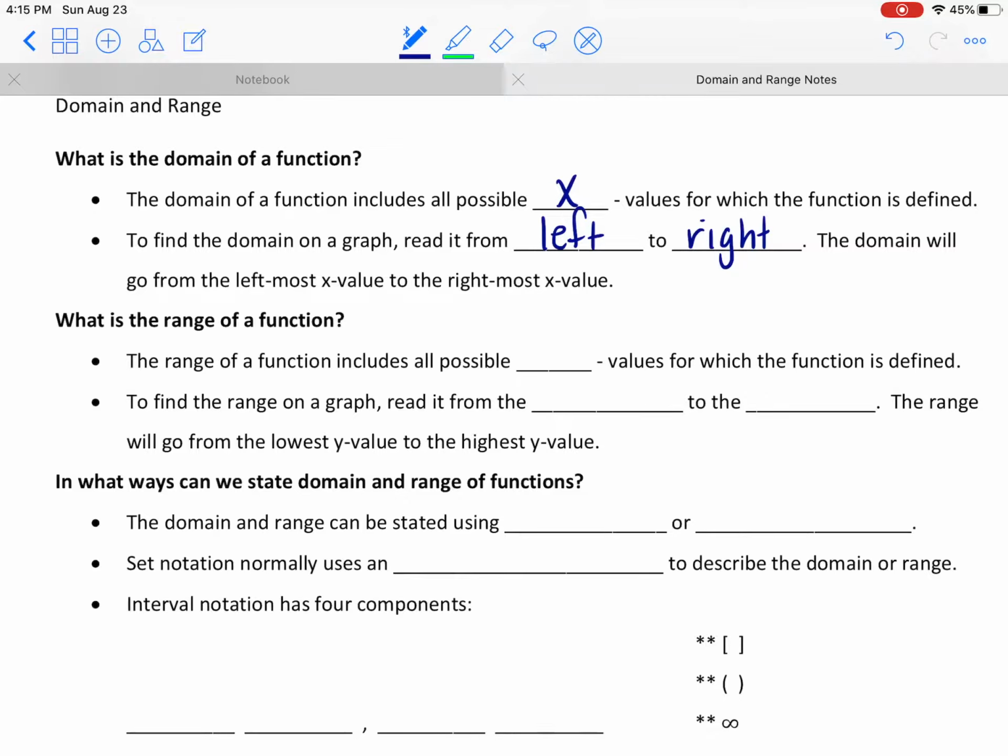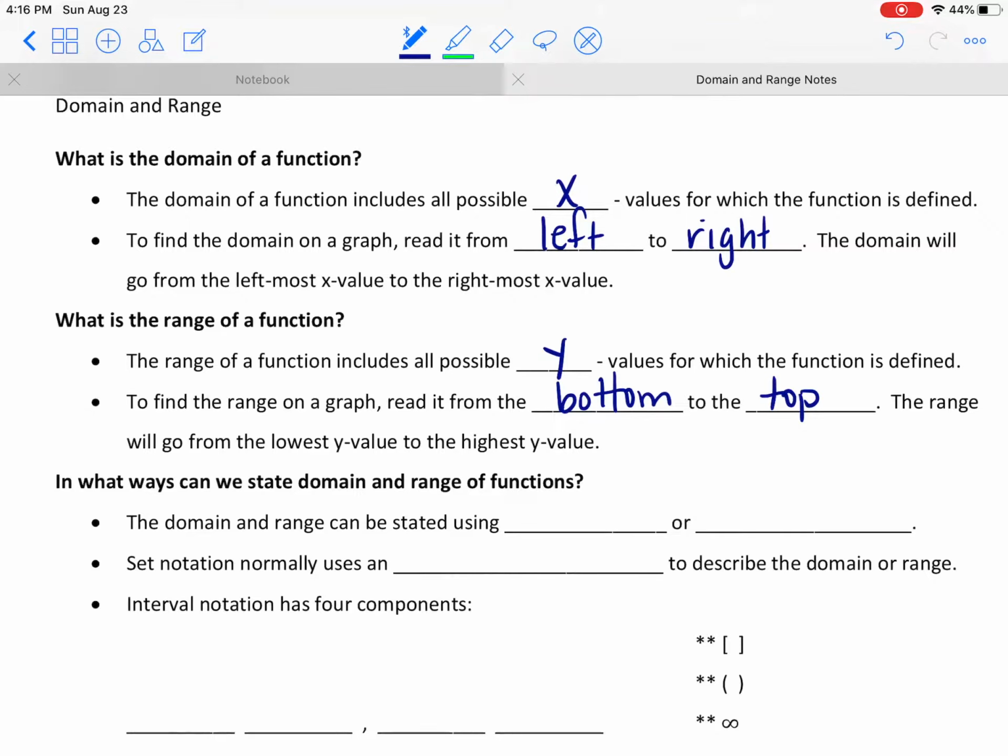Okay, and then the range will be similar. So range is going to include all the y values for which the function is defined. And if we're going to try to identify those on a graph, we're going to use the y-axis as the guide. And so the y-axis is running up and down. And so we're going to go from the bottom of the graph to the top. What is the lowest y value? What is the highest y value? And that's what we're going to include in our range. So we're going to read from the bottom of the graph to the top to capture that lowest y value and highest y value in the range.